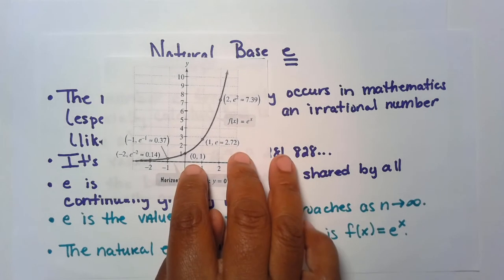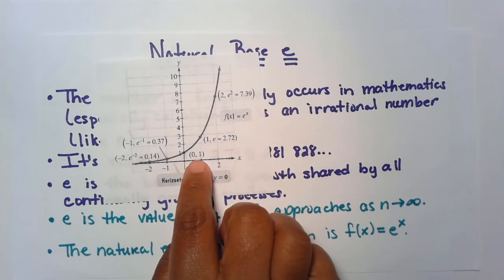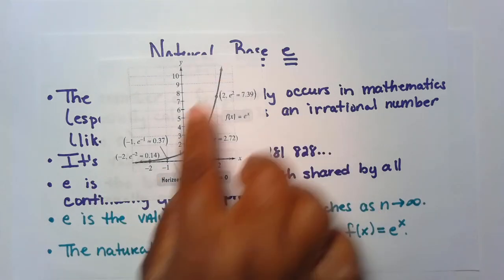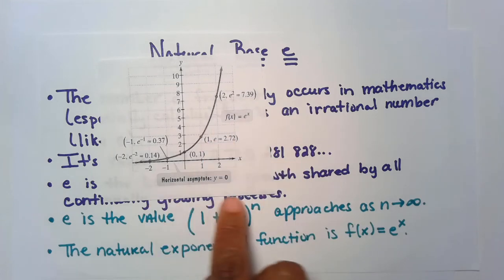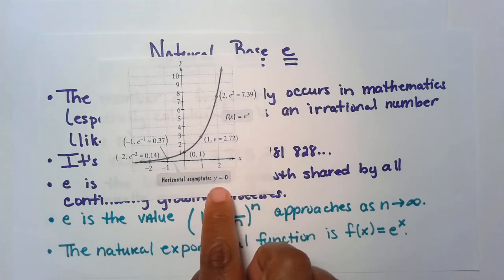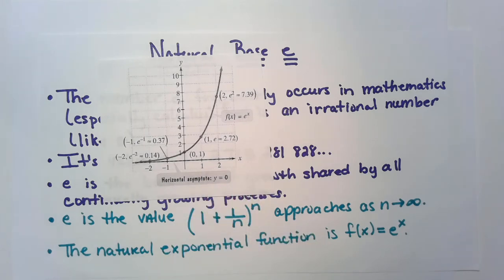We have a y-intercept of (0, 1). As we read the graph from left to right, it's going to be an increasing function, and it has a horizontal asymptote on the x-axis, which is y is equal to 0. So we definitely will be going back and forth, and we're going to be talking about common logarithms and natural logarithms in the next section, but I definitely want to make note of the natural base e and how it parallels with the exponential function rule.